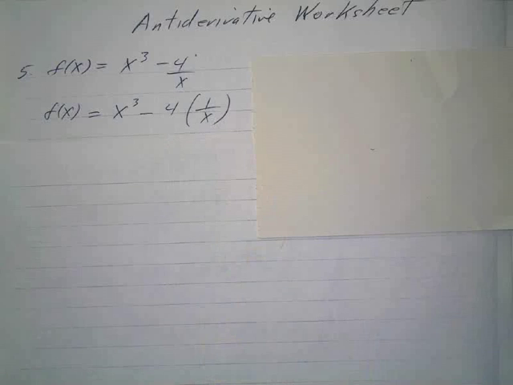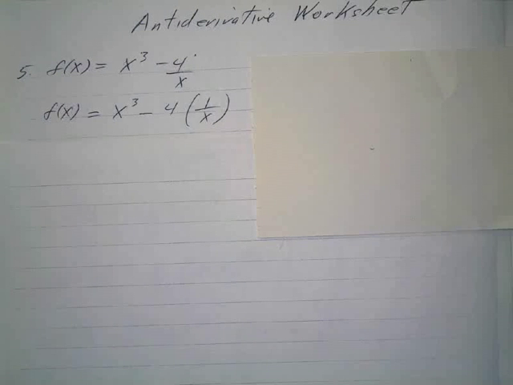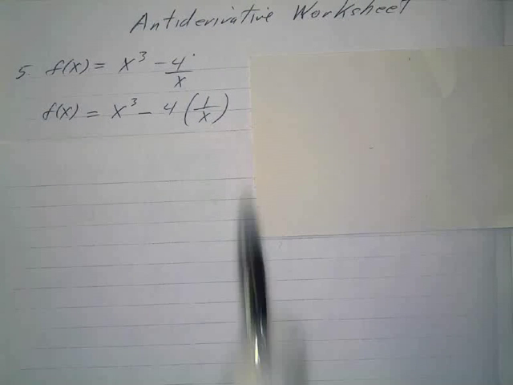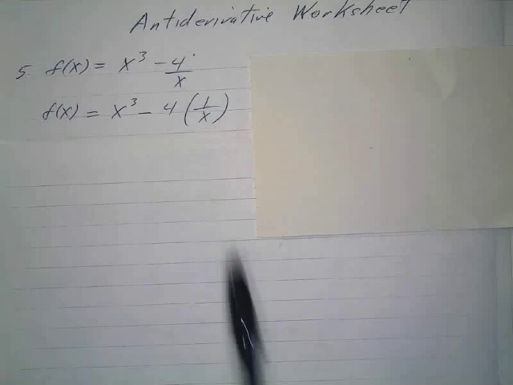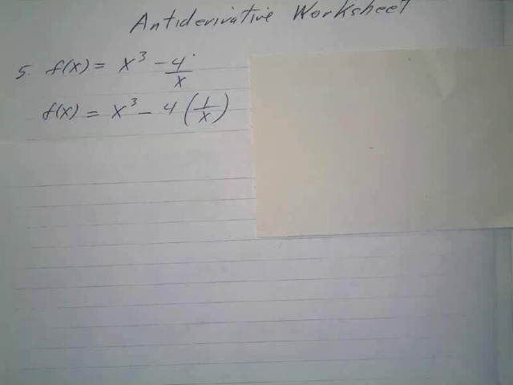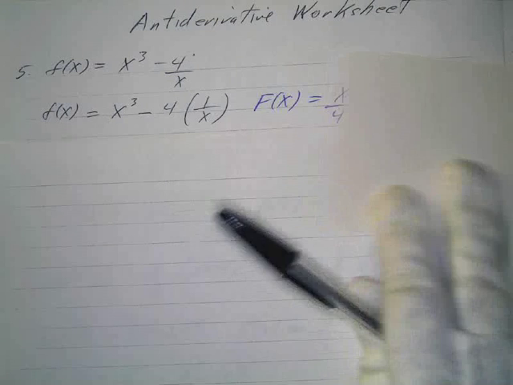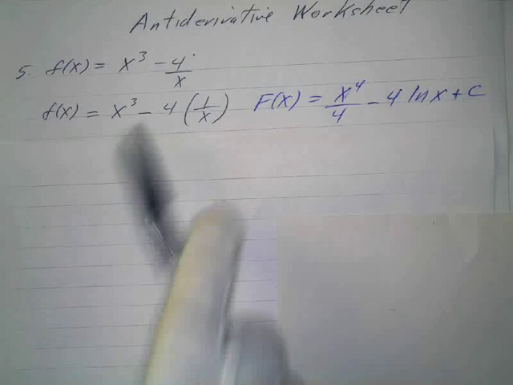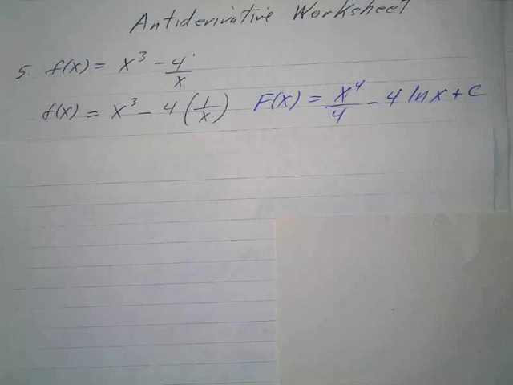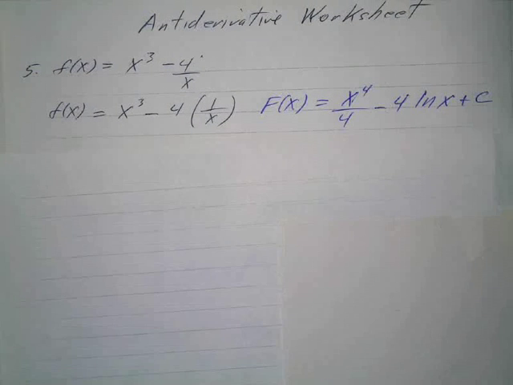So this is one situation where we can't use that anti-power rule, or the power rule reversed. So we have to use the natural log. And we know that the derivative of the natural log of x is 1 over x, so the antiderivative of 1 over x is the natural log of x. So this is going to be x to the 4th over 4, and 4 times the natural log of x plus c. And then number 6.